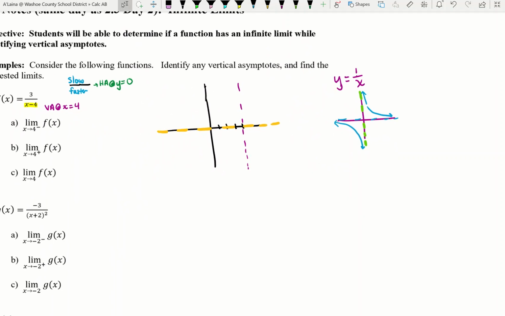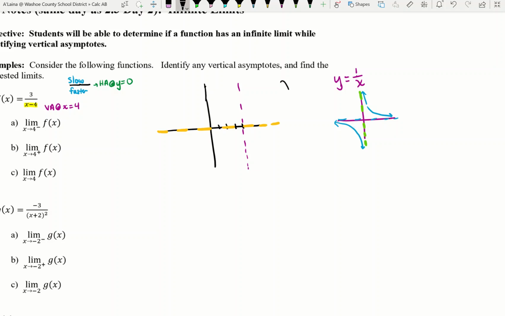Basically what happens on this one is we have a 3, which is just going to make our height 3 times higher, taller, or even shorter in the negative direction. And then we have our vertical asymptote shifted to the right 4 units. Other than that, we really have the same diagram.